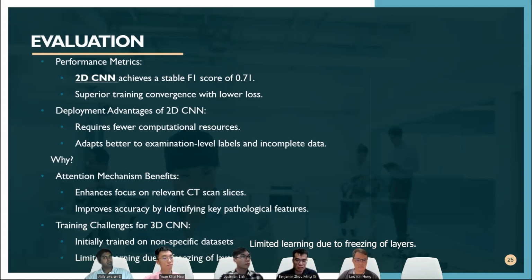Also, the 3D model inherently has training challenges because it was trained on non-specific datasets. There was also a limit to its learning as we only unfroze the final layer for training due to computational constraints.